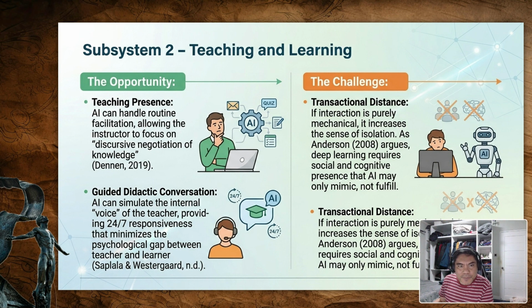But we must be careful. If the interaction becomes too mechanical, we increase transactional distance, and our students may begin to feel isolated and disconnected.